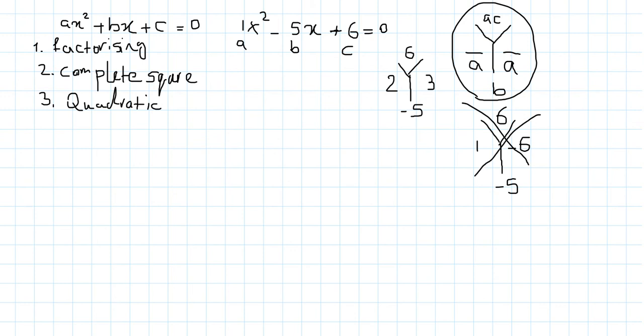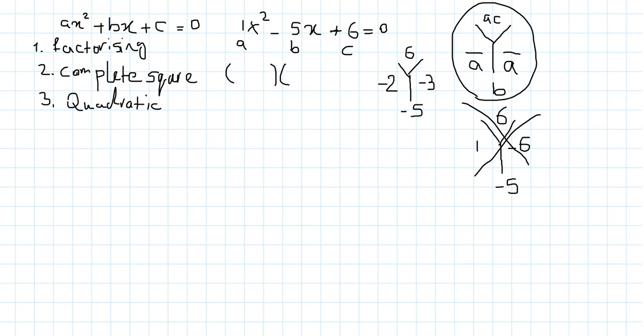Choose 2 and 3. Because the sum is negative, the bigger one should be negative, but minus 3 times 2 will be minus 6, while here it is 6, so I should put a minus here. Now minus 3 minus 2 is minus 5, and minus 3 times minus 2 is 6, so easily I find them.